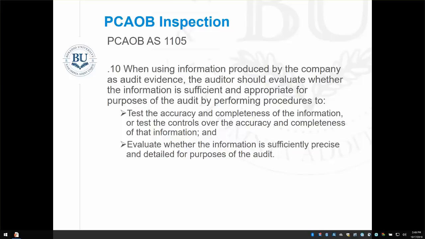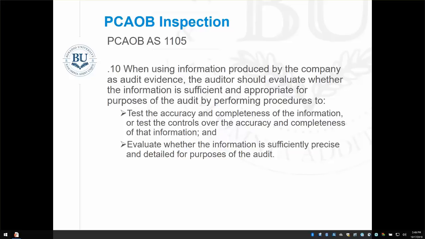We'll see it in a future slide here as well, specific to journal entries, that when we're using information produced by the company as audit evidence. So if we're using it for, let's say, testing of investments on an employee benefit plan or fixed assets on a manufacturing client, the auditor should evaluate whether the information is sufficient and appropriate for performing procedures of the audit by performing procedures to test the accuracy and completeness of the information or the controls over the accuracy and completeness of that information. So what does that mean?